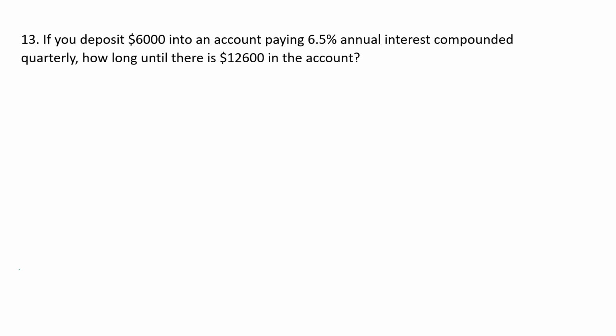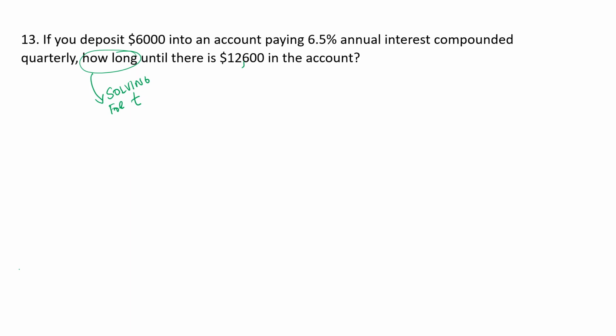Number 13, if you deposit $6,000 into an account that pays 6.5% annual interest, compounded quarterly, how long until there is $12,600 in the account? So this is another how long, which means you are solving for T. T is up in the exponent. So if you're solving for T, that means, you guessed it, you're going to have to do graphing.